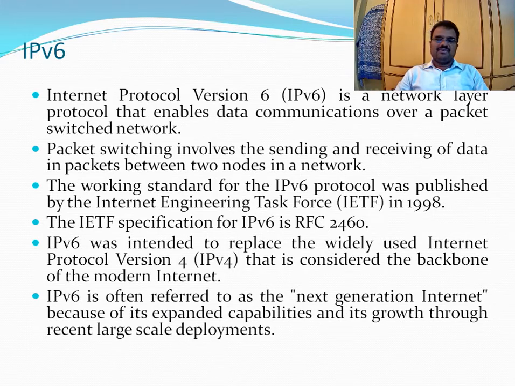The working standard for the IPv6 protocol was published by the Internet Engineering Task Force (IETF) in 1998. The IETF specification for IPv6 is RFC 2460. IPv6 is intended to replace the widely used Internet Protocol version 4, which is considered the backbone of the modern Internet. IPv6 is also referred to as the next generation Internet because of its expanded capabilities and its growth through recent large-scale deployments.